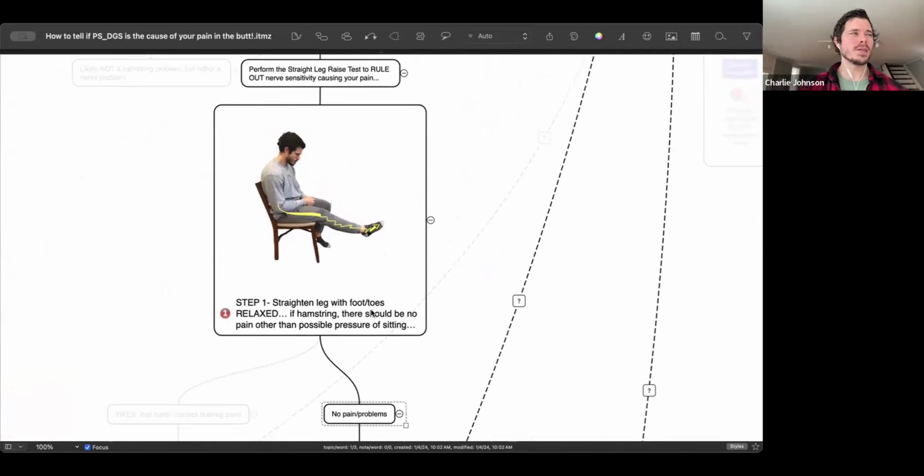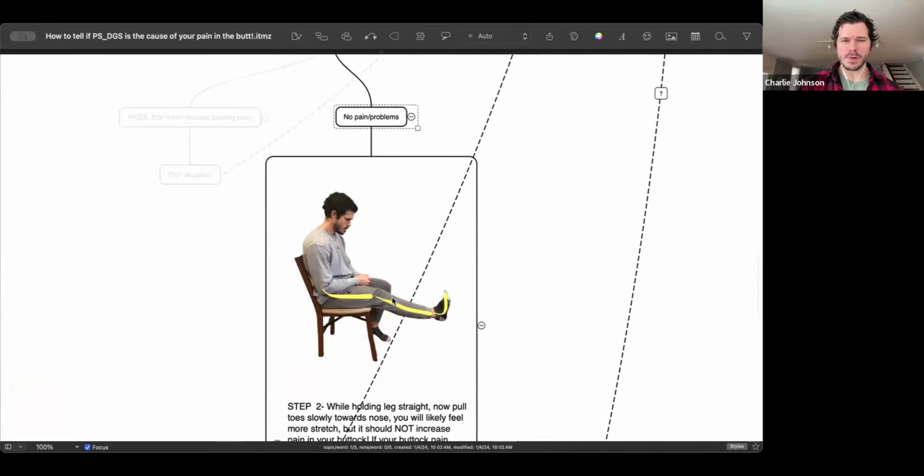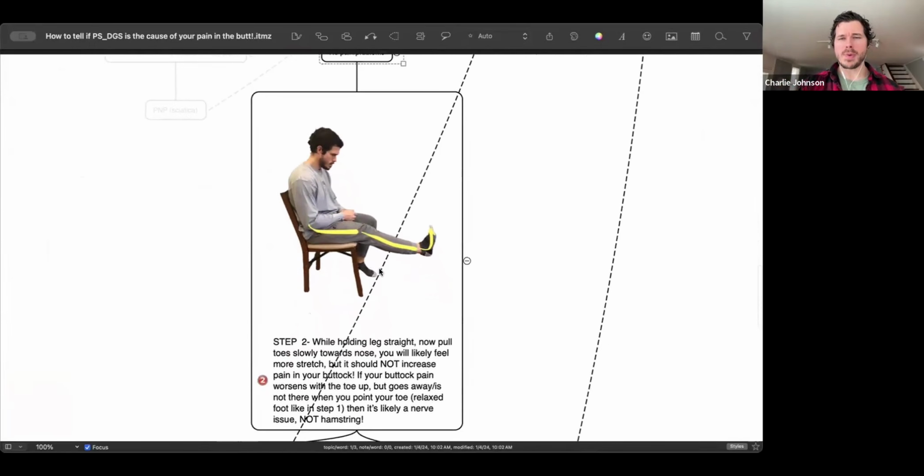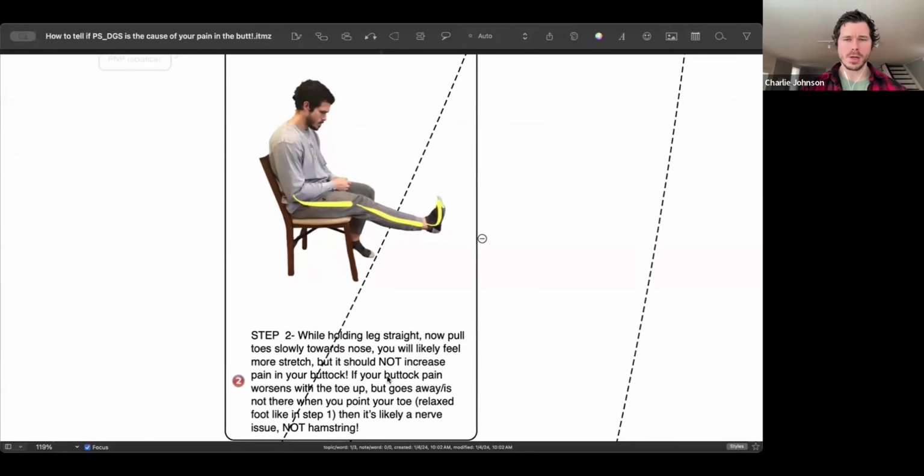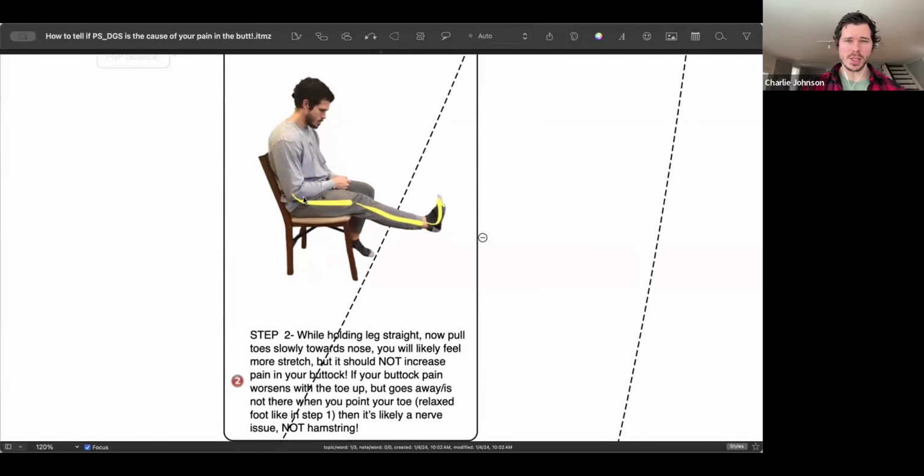Now, let's just say you do that. Maybe we haven't pulled on the nerve enough. Maybe we haven't gone deep enough with our testing. So if there is no pain or problems with this, great. Let's be sure. Let's go one step further. Now I want you to get back into that position with toes relaxed. So while you're holding your leg straight with your toes relaxed, I want you to pull, you can do this slowly, your toes slowly towards your nose. You will definitely feel more of a stretch in the leg.